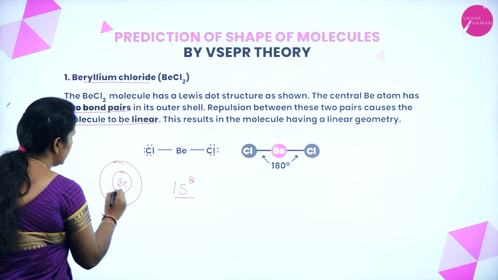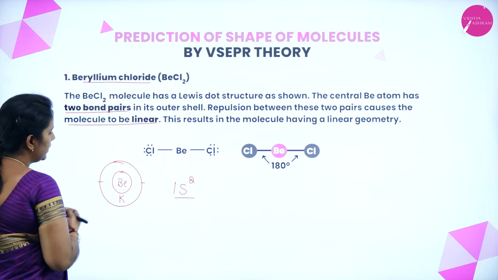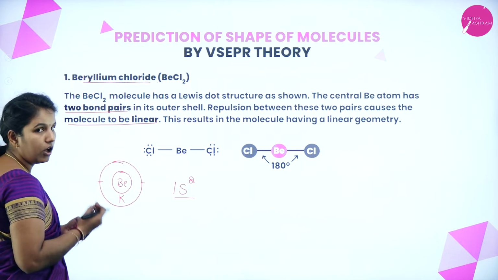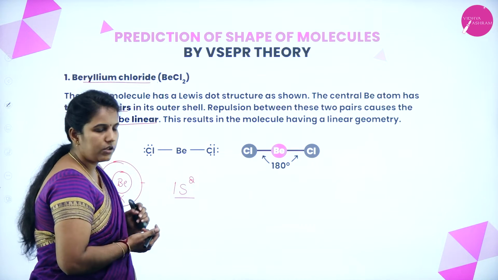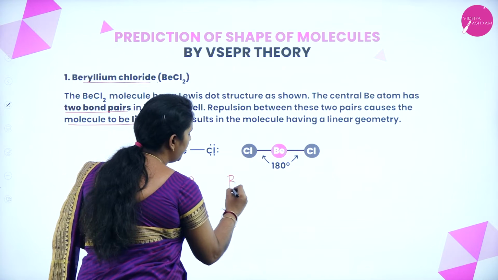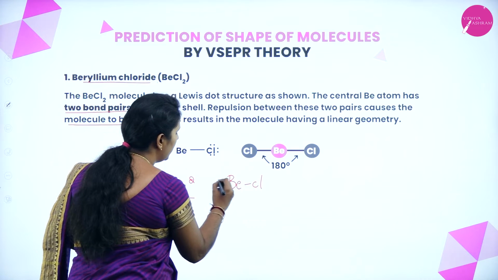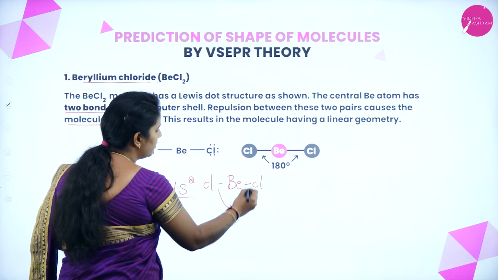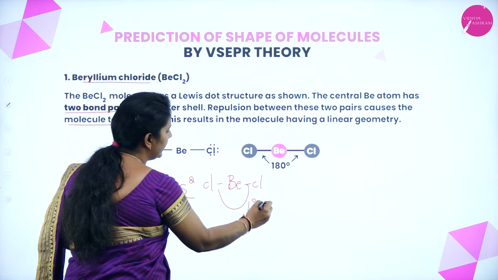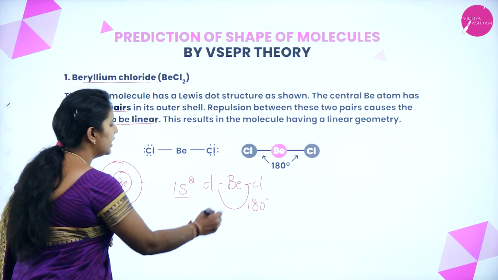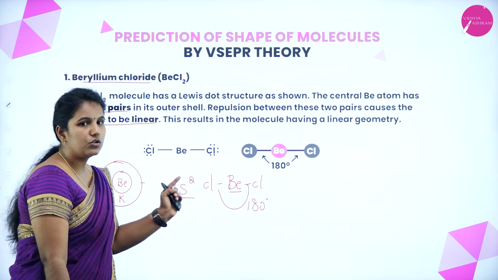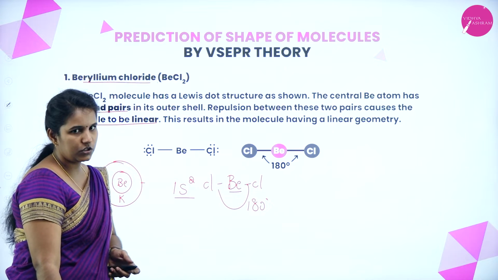You can write it like this also. So this is a cation which consists of 2 electrons, and these 2 electrons get paired up with the 2 chlorine atoms and result in the formation of what? Beryllium chloride, with a bond angle of 180 degrees. With the bond angle of 180, you can see that the central metal atom has no lone pairs of electrons.